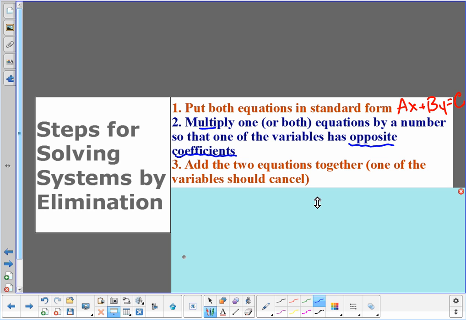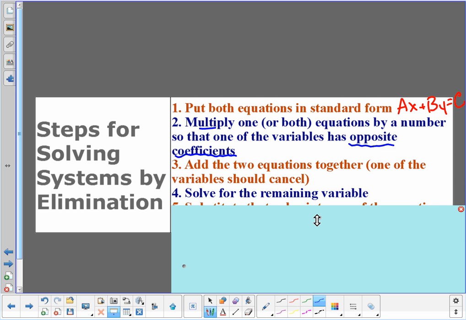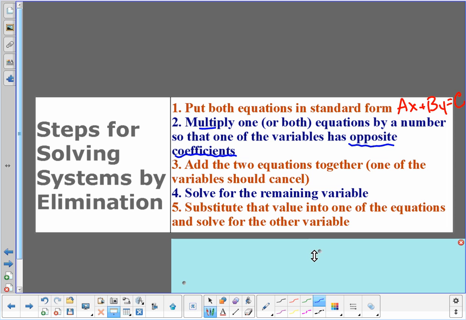Then we need to add the two equations together, just like we did in the other one. Combine the two equations, and one of the variables should cancel out. Solve for the variable that's left. These are all steps that we did in the last video. Substitute that value into one of the equations and solve for the other variable.